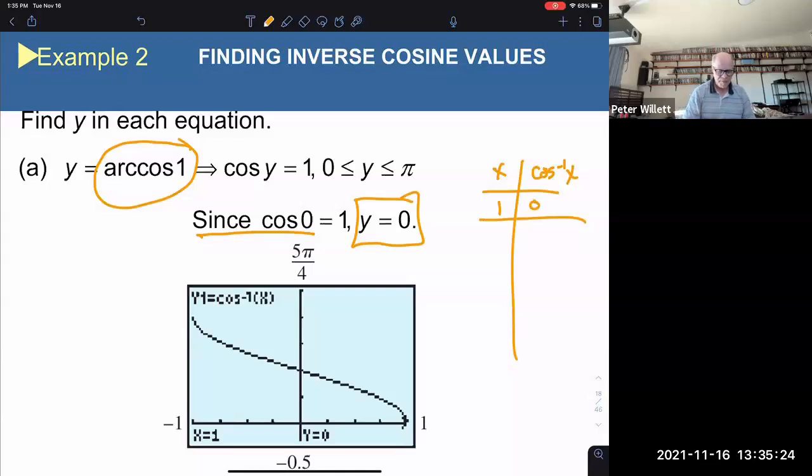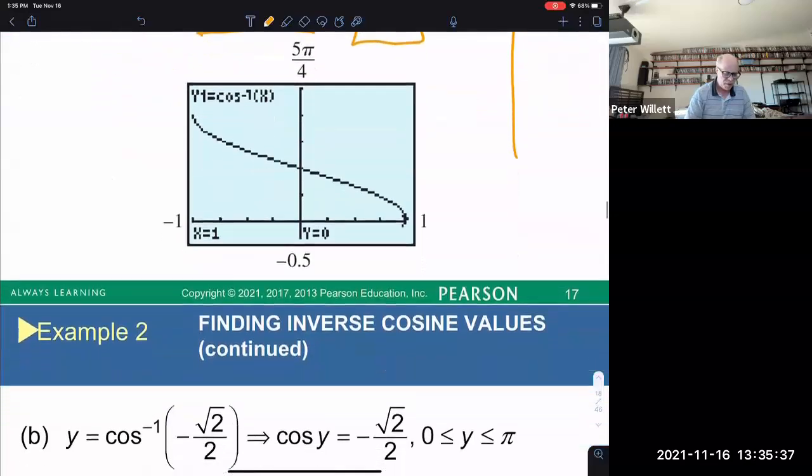And you could fill out a table of values, or you could just flip the input angles between 0 and pi on the cosine table of values. And if you flip the x's and y's, you get cosine inverse tables of values.